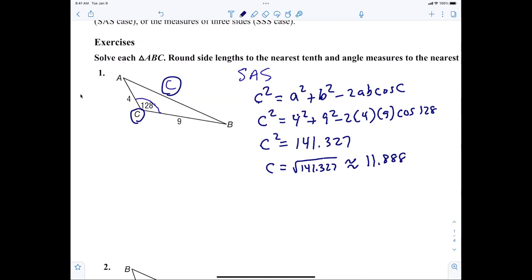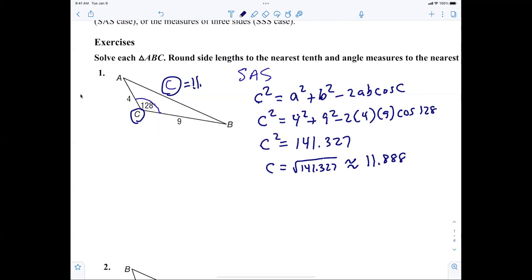11.888 is C. Is everybody happy with that explanation? You're supposed to have that on your calculator. That's what you're supposed to have. All right, that means you can do it. If you don't have it on your calculator, that means you don't know how to do it.